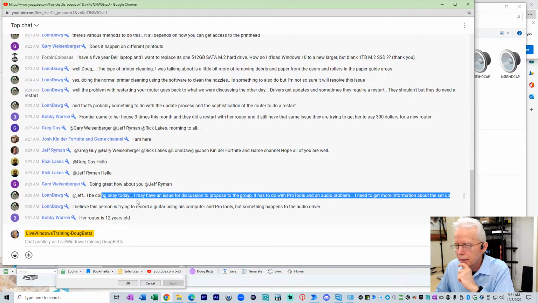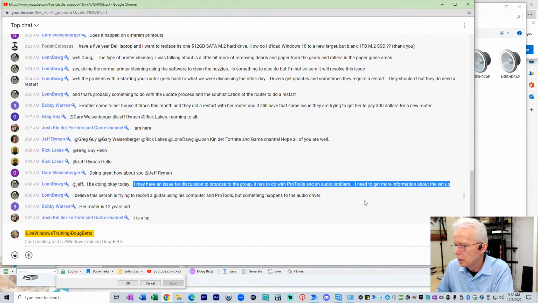Lawn Dog, you'll want to go back and replay the video from the start, because there's some other pointers for you. Let's see, Lawn Dog to Jeff. I may have an issue for discussion to propose to the group. It has to do with Pro Tools and an audio problem. I need to get more information about the setup.